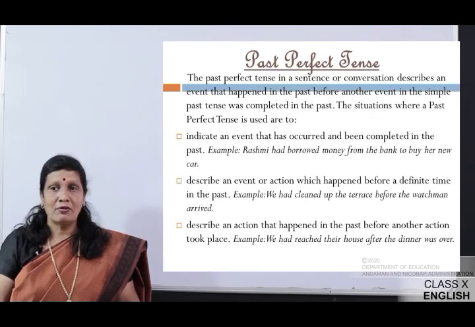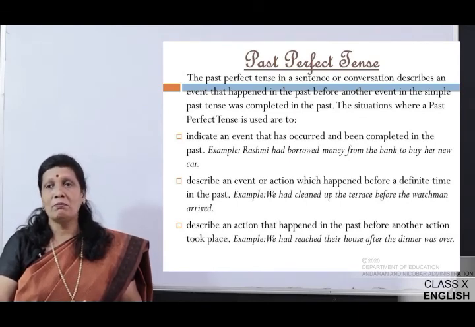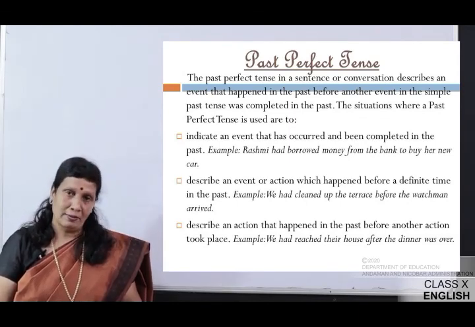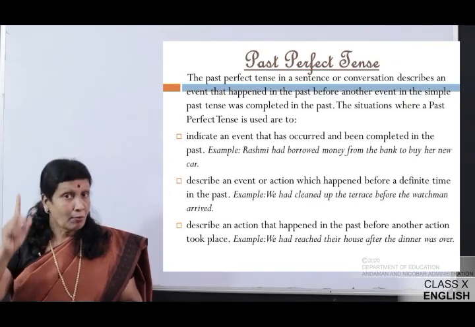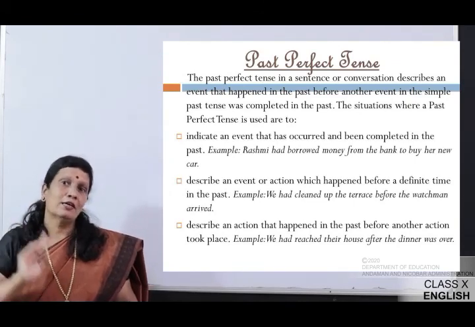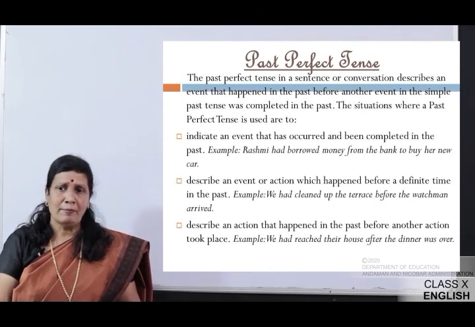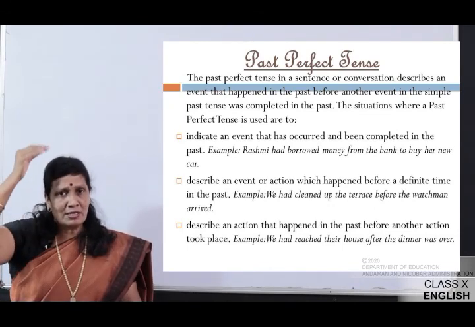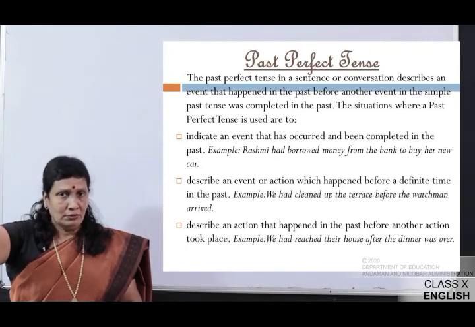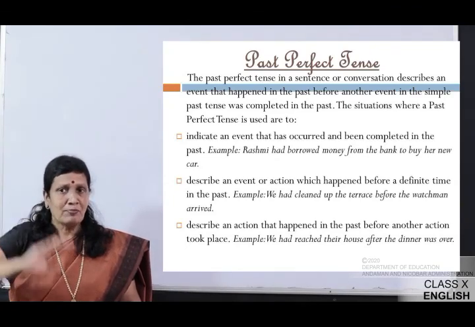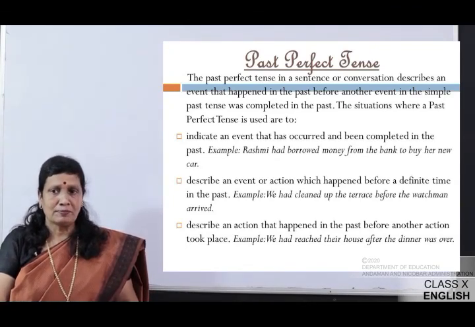For example, Rashmi had borrowed money from the bank to buy her new car. She had borrowed. Had plus third form of the verb. Borrow, borrowed, borrowed. So the action was completed, that means she had borrowed. In the past, that action was completed, past perfect.